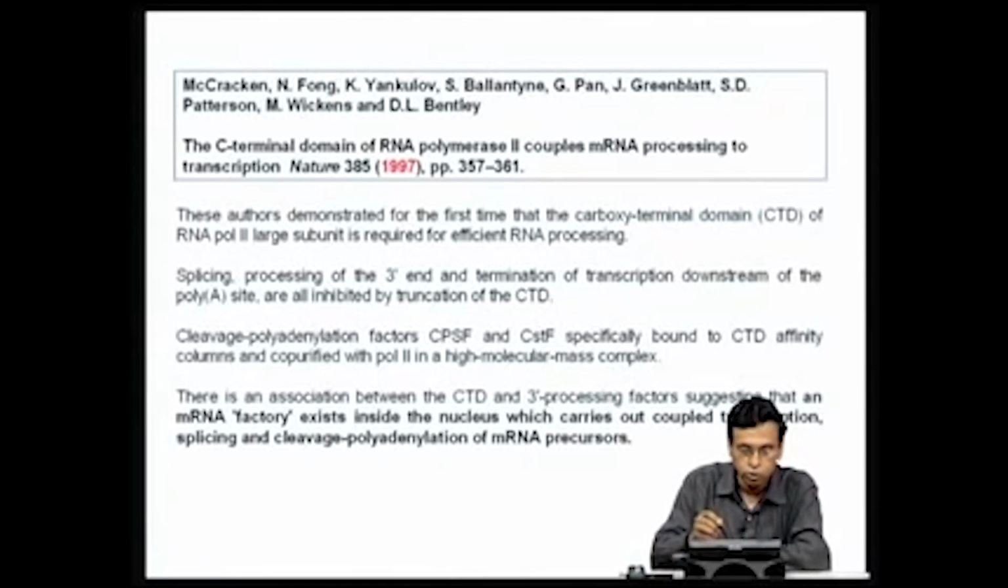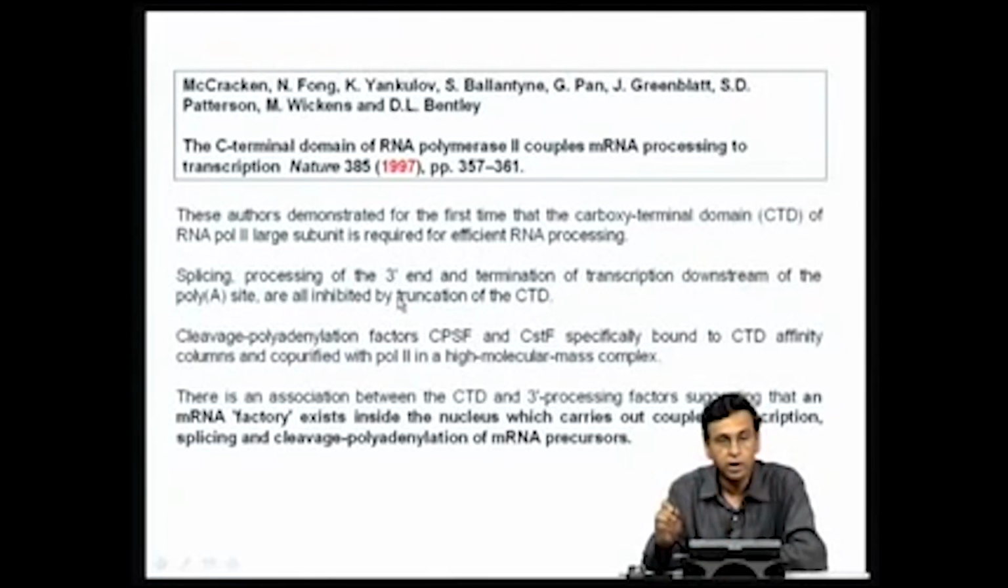Also, these are the two papers which demonstrate for the first time that the carboxy terminal domain of the RNA polymerase II subunit is actually required for efficient RNA processing. One, published in Nature in 1997, "The C terminal domain of RNA polymerase II couples mRNA processing to transcription," is a very important paper where they have shown that splicing, processing of the 3' end, and termination of transcription downstream of the polyA site are all inhibited when you have cells expressing a truncated form of the C terminal domain.